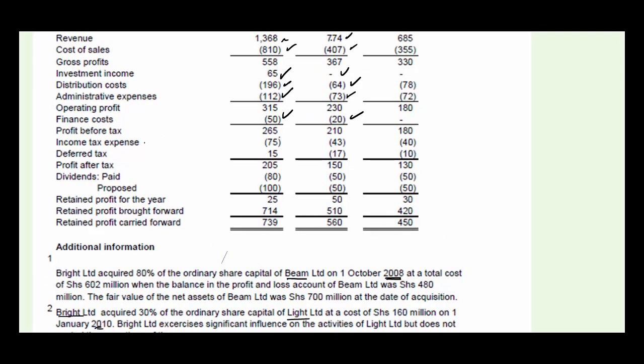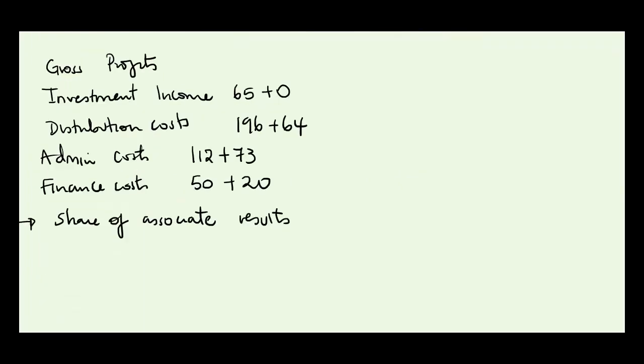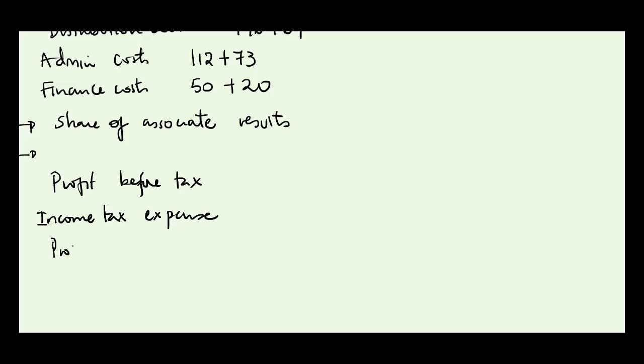So when it comes to taxes, we'll just combine all these. Okay, so what I'll do is I'll leave just an extra line item just in case there's something that will be mentioned in the notes. Leave a line item or two, then get your profit before tax, and then now have your income tax expense to give you profit after tax.